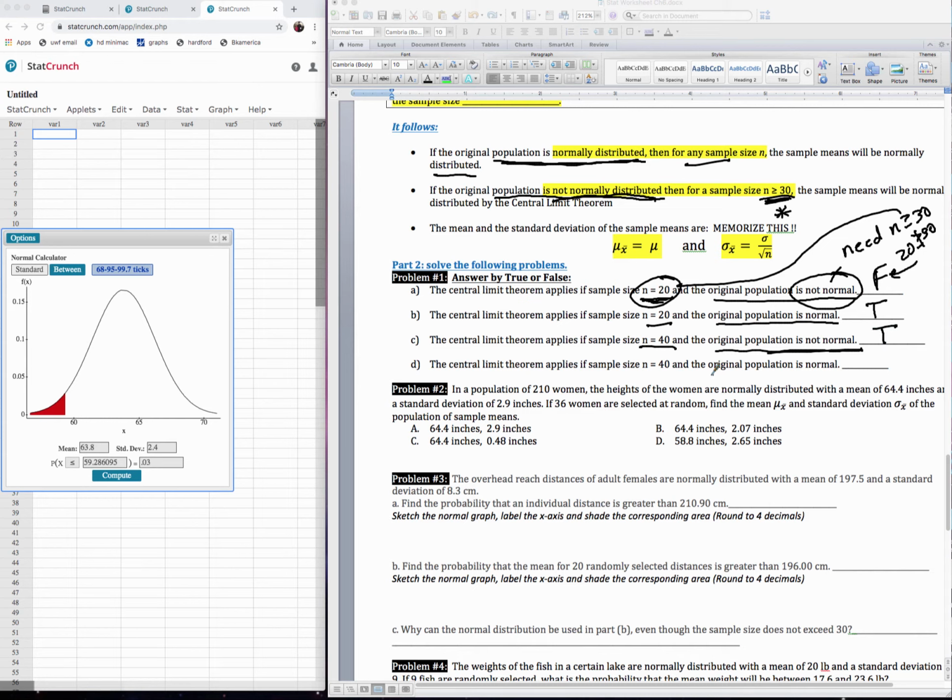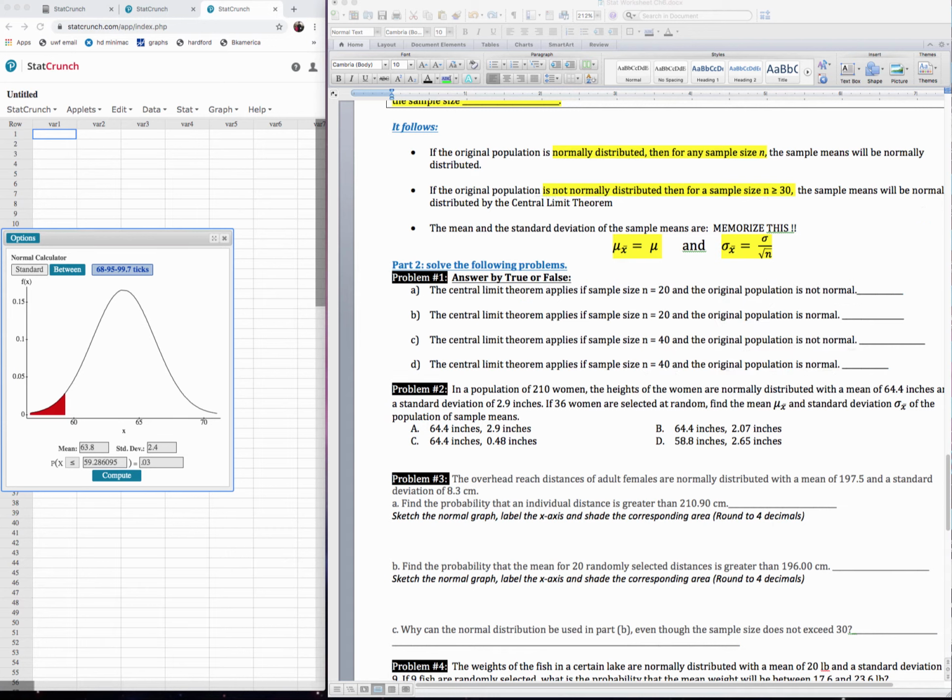Okay, let's look here. The original population is normal. Come back up here. Population is normal. How many do we have to pick? Any. Come back down. 40 is any. So that's a true. Okay. So go through that a few times and just kind of get the hang of it. Now we're going to do this stuff right here.